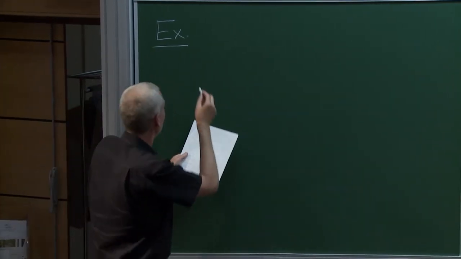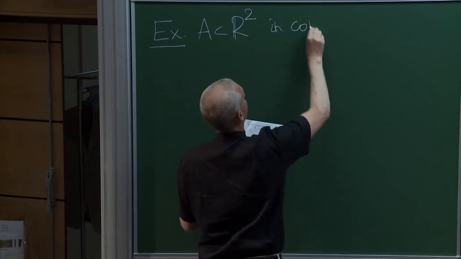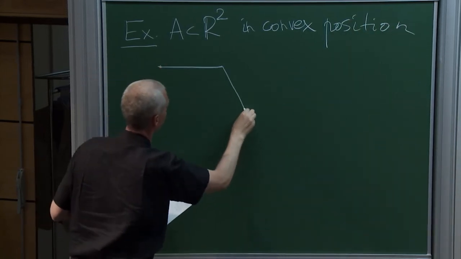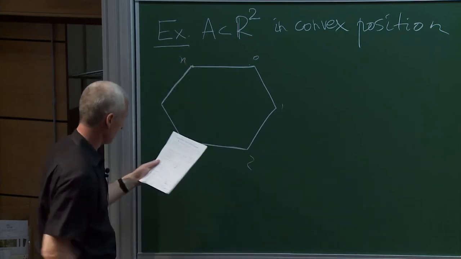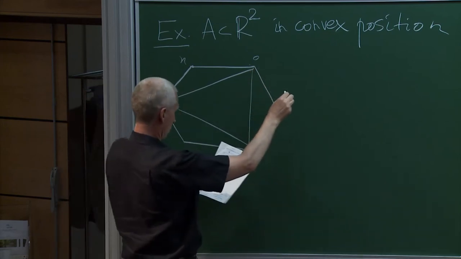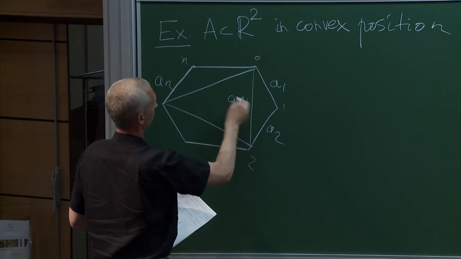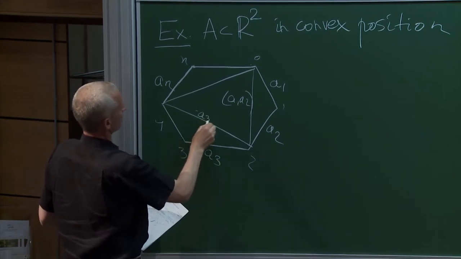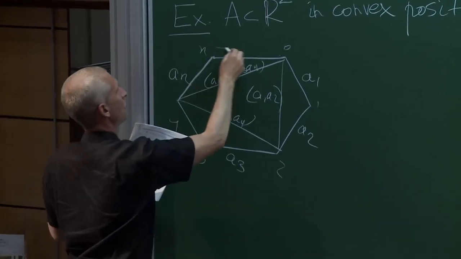So consider an example. Suppose A itself is a set in the plane, in convex position. Something like this, so all the points are here. We label them, say, 0, 1, 2, ..., n. Then a triangulation is the same as a bracketing of symbols. So here I write a1, a2, up to an, and here I write some bracketing: a1, a2, then a3, a4, and so on.